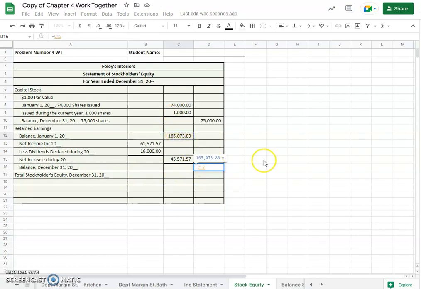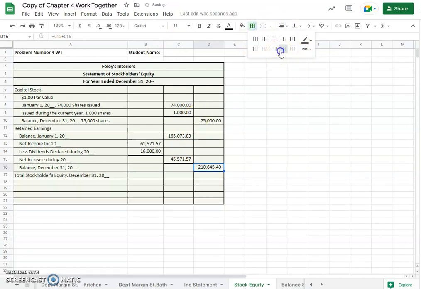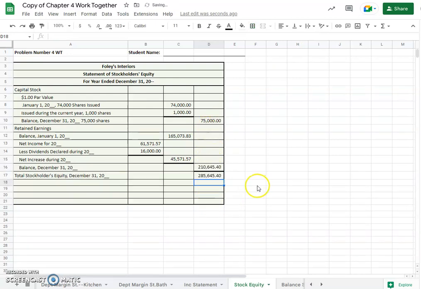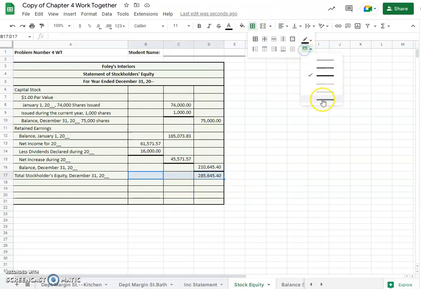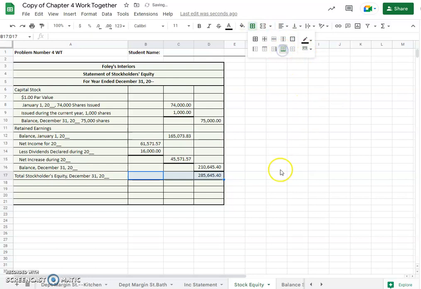The beginning balance plus our net increase, 210,645.40, which we will underline, gives us a total stockholders' equity of, add the 75 to the 210, 285,645.40. And that's the end of this statement. So we will double bottom border it.